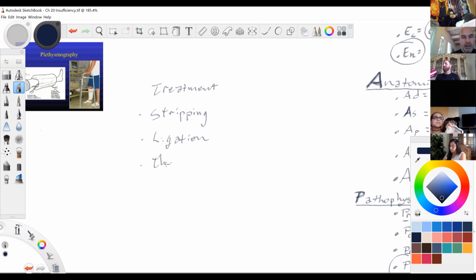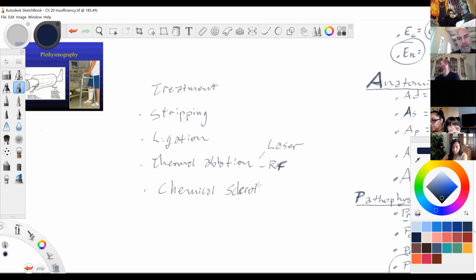Thermal ablation, that's the one that I'm most used to, because that's what we were doing a lot of, and that could be a laser, radio frequency. There's chemical ablation. Chemical sclerotherapy. So sclerotherapy.